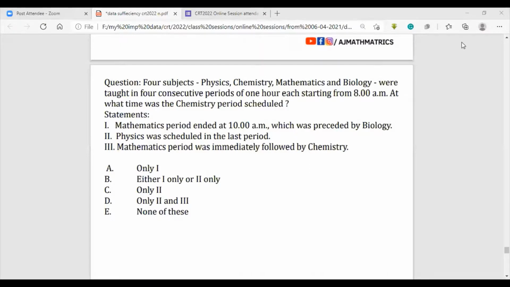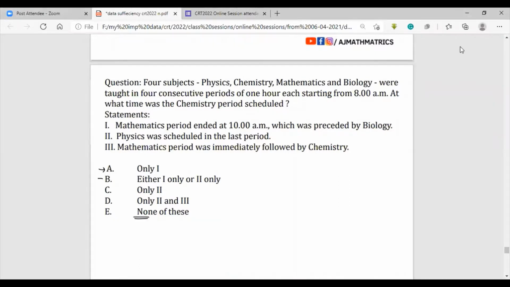Four subjects. First, I'm going with the options. Option A is only 1. Option B is either 1 only or only 2. Option C says only 2. Option D says 2 and 3. And option E says none of this.